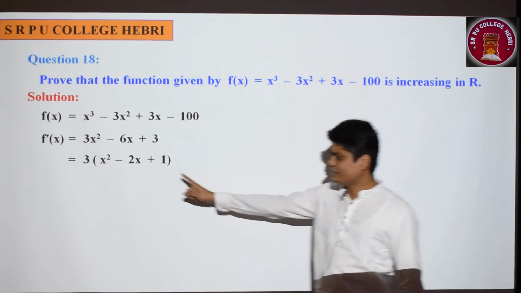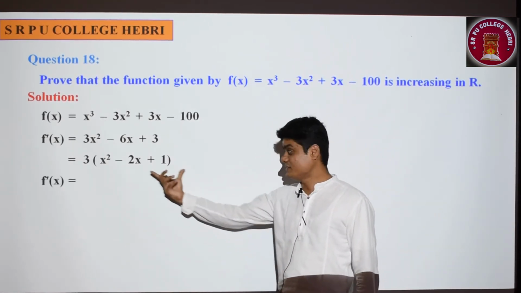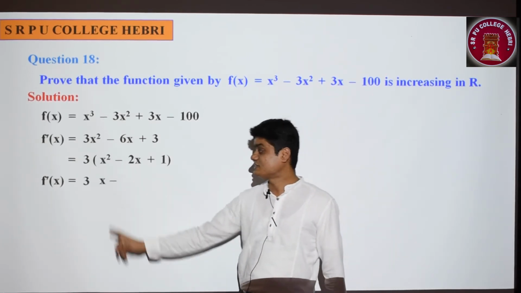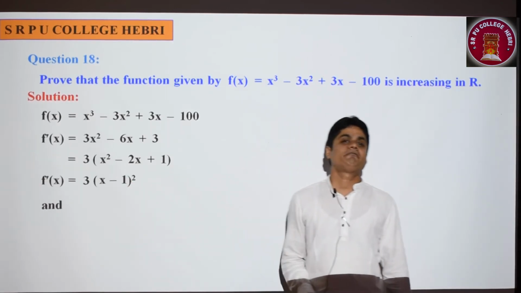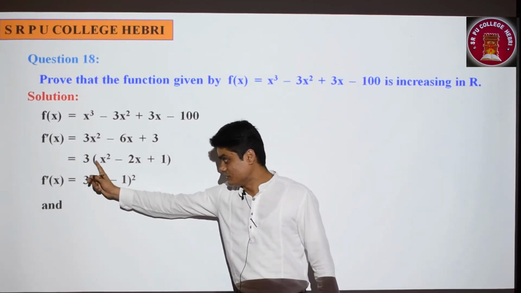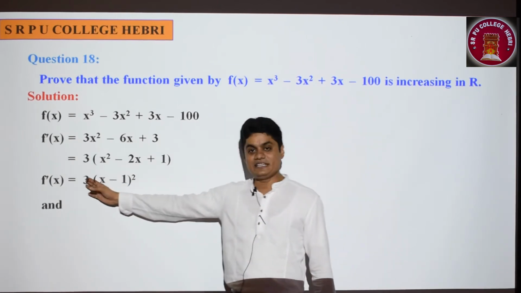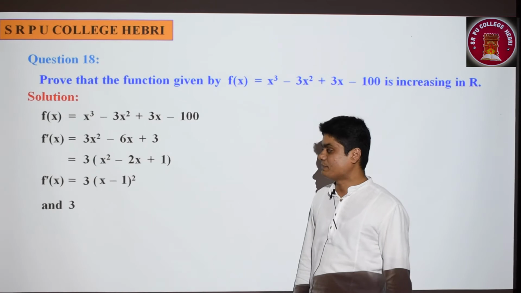Now observe carefully. This you can write as, can you tell me this is equal to which expression? 3 into, tell me quickly. x minus 1 whole square, a perfect square now, and every perfect square number is always greater than 0. So this expression is also equal to 3 into x minus 1 whole square, and 3 is always greater than 0. x minus 1 whole square is always greater than or equal to 0. So what will happen?